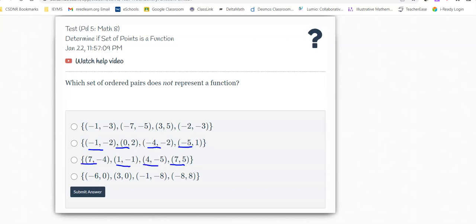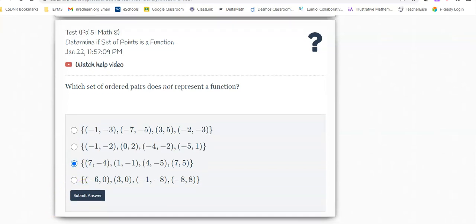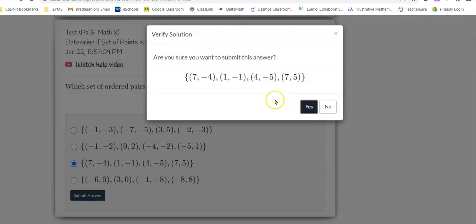Let's take a look at the third one. It does have a repeat. It repeats with different values. So the third one breaks the rule, right? You can't have any repeating x values with different y values. So that one is not a function, which is what it asked for.